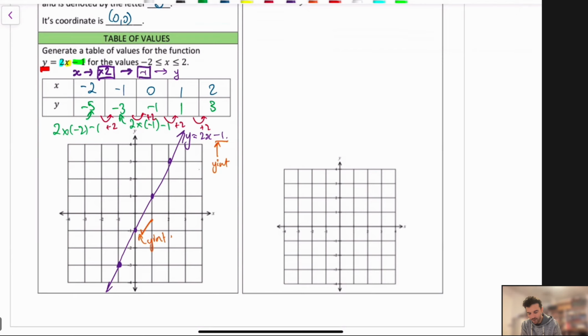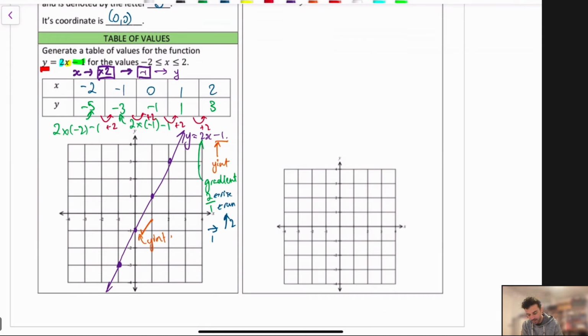And the bit in front, this 2, is the gradient. Now 2 means 2 over 1, and we may remember rise over run. That means if I'm going across 1, as in it runs 1, it's rising up 2. So across 1 up 2, across 1 up 2, across 1 up 2.